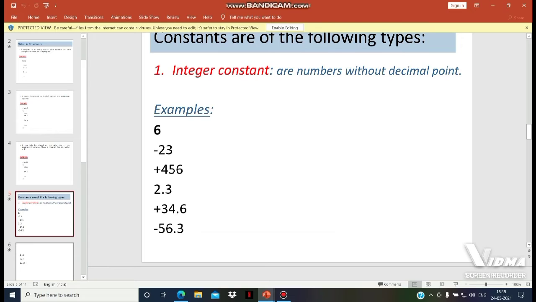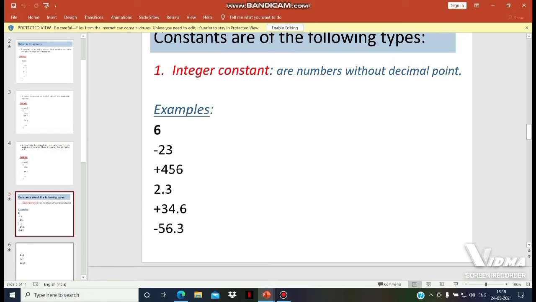Now we'll see some examples. That number may be preceded with minus or plus, and it is still an integer constant. But we should not have any decimal point. It can have a plus or minus symbol, but we should not use any decimal point. Numbers without a decimal point are called integer constants.